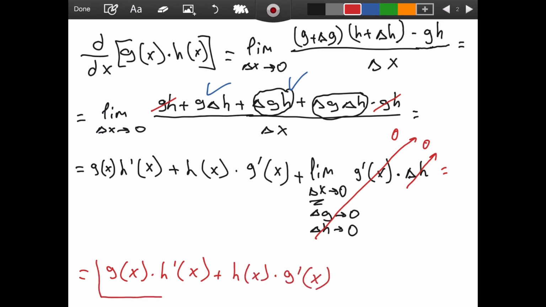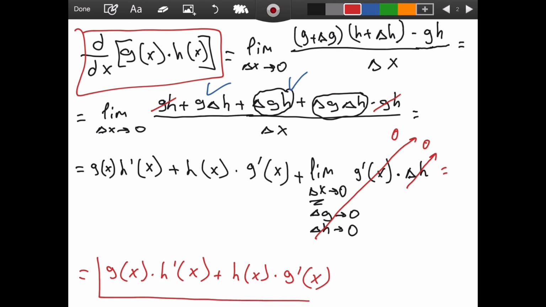This is the formula for finding the derivative of a product. What you do is you take the first function, multiply it with the derivative of the second, then you add it with the second function times the derivative of the first function. Right? This is the derivative of the product, equal to the formula that we just derived.